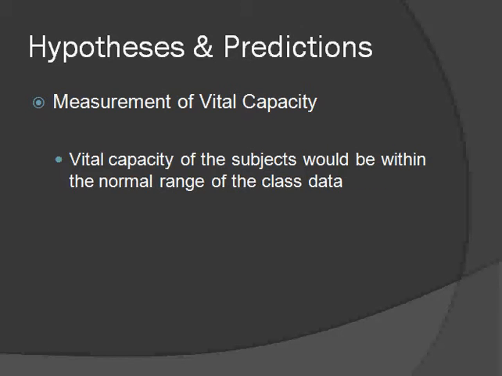Lastly, with regards to the vital capacity experiment, it was predicted that the vital capacity of the subjects would be within the normal range of the class data, within 2 standard deviations of the mean.